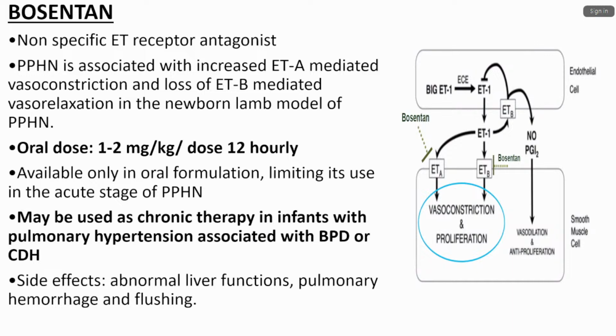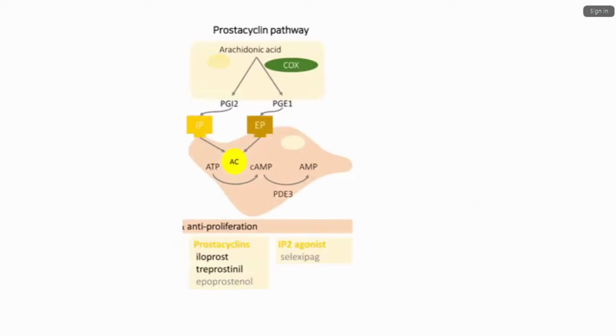What happens in PPHN? There will be an increase in ETA vasoconstriction, and there will be a decrease in ETB, which leads to vasorelaxation. So bosentan will inhibit the ETA, so that leads to vasodilation. And this can also be used in chronic therapy, mainly in pulmonary hypertension associated with BPD or CDH.